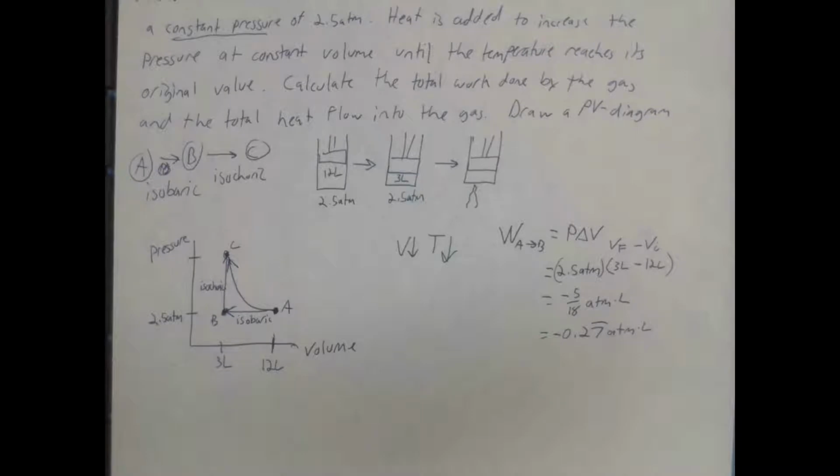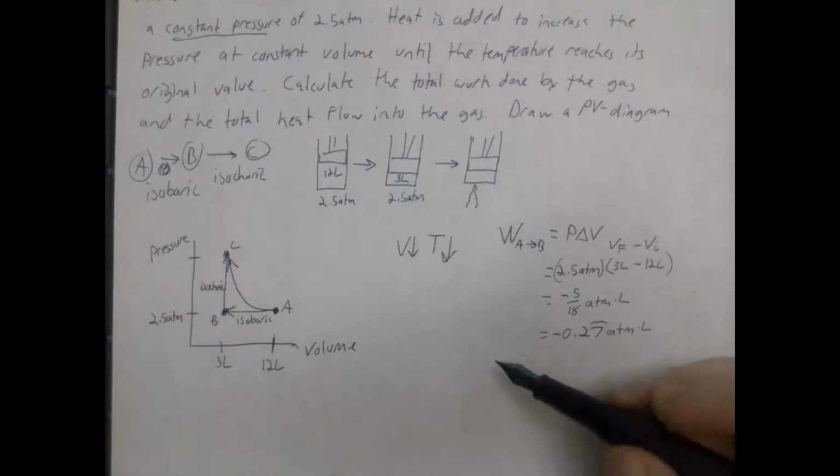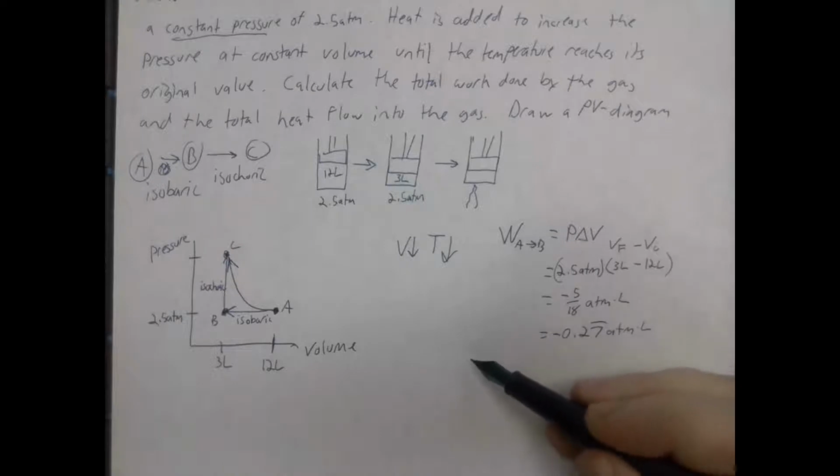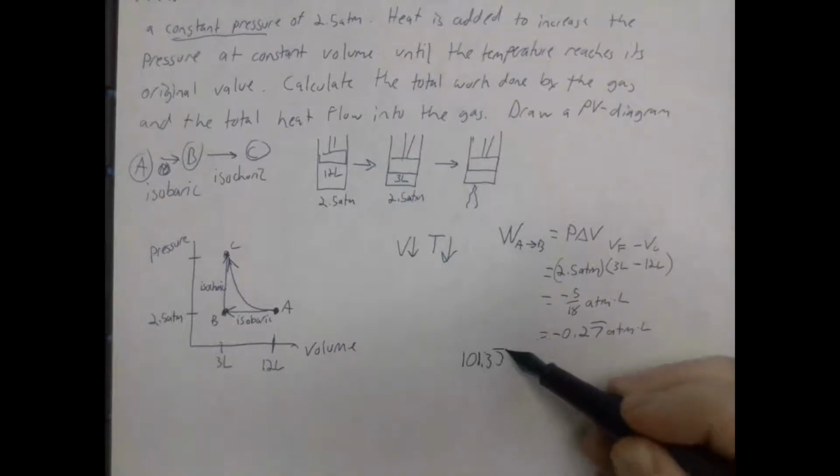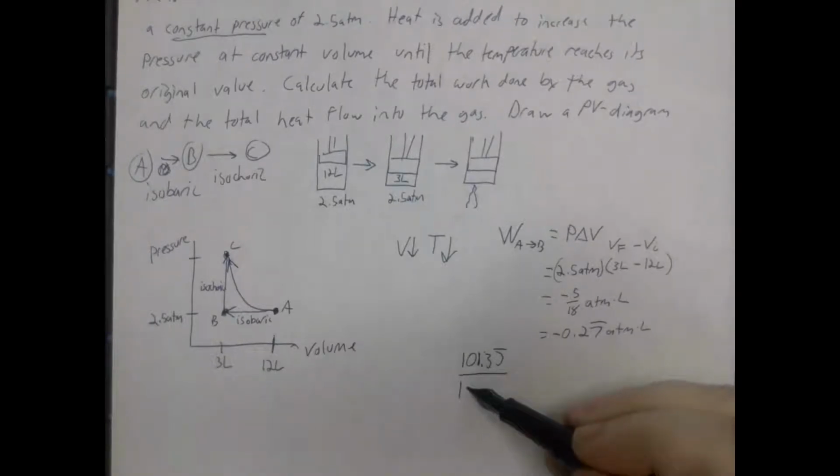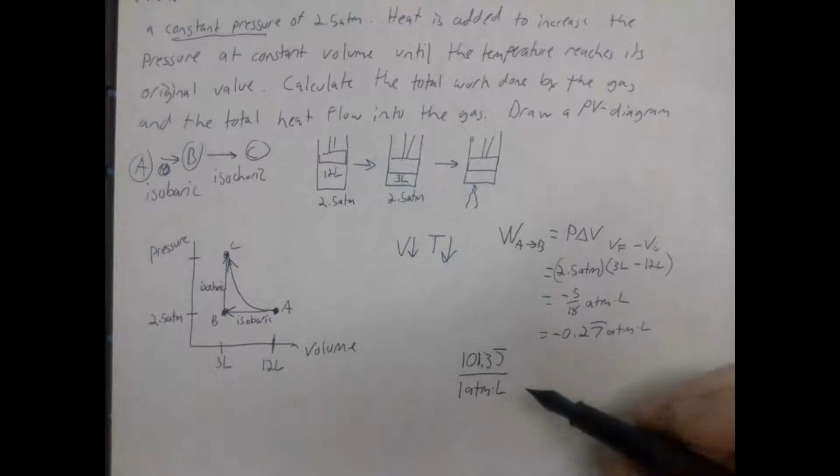Look at your notes at the bottom. It tells you a conversion factor: 101.3 joules. So if I have the conversion factor, I want joules in the numerator. So that's 101.3 joules per 1 atmosphere liter.